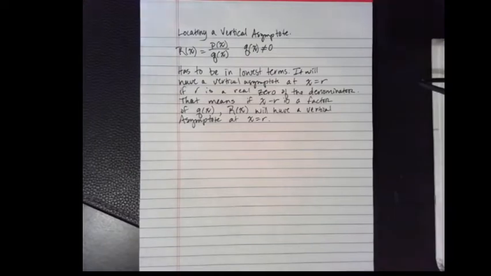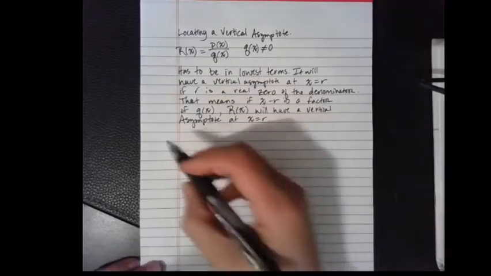What makes this different is that when we were finding the domain of a rational function, we needed to factor it completely, but we couldn't cancel anything out. We had to look at all of the terms in the denominator before we started canceling anything out. Okay, so let's look at an example.